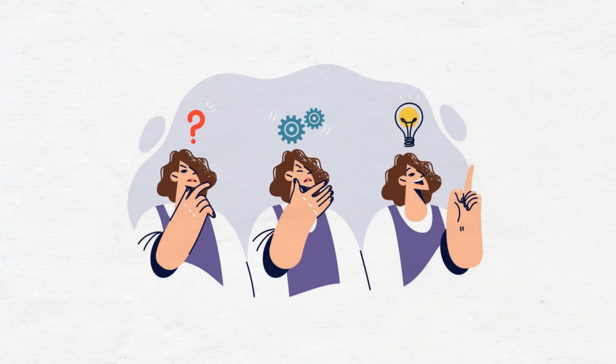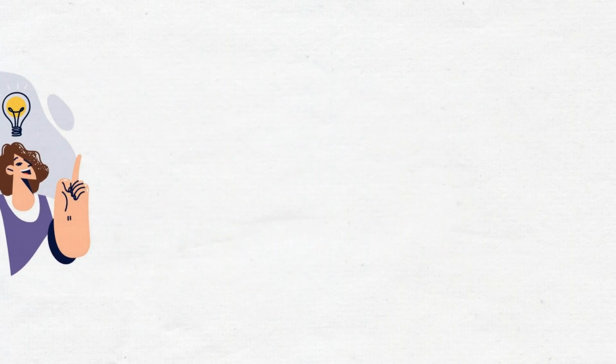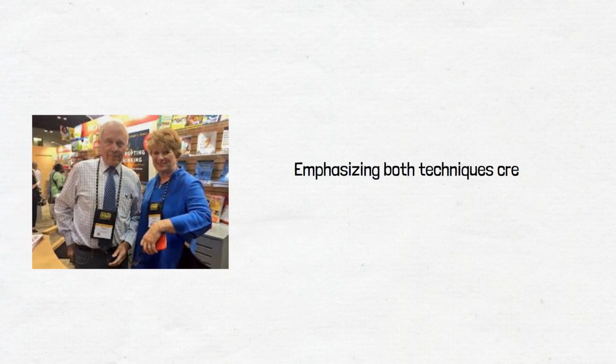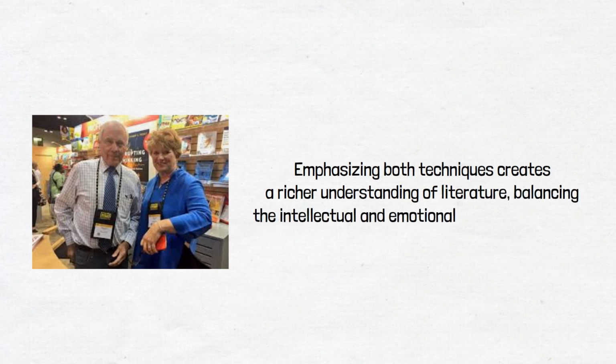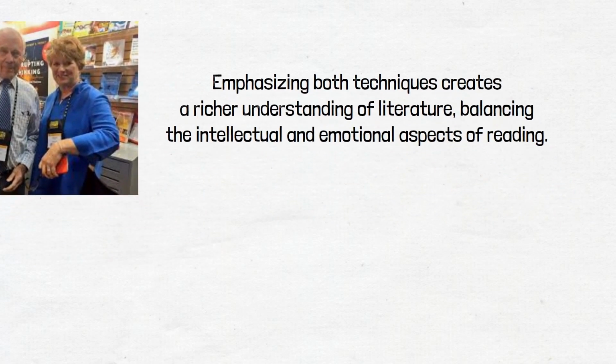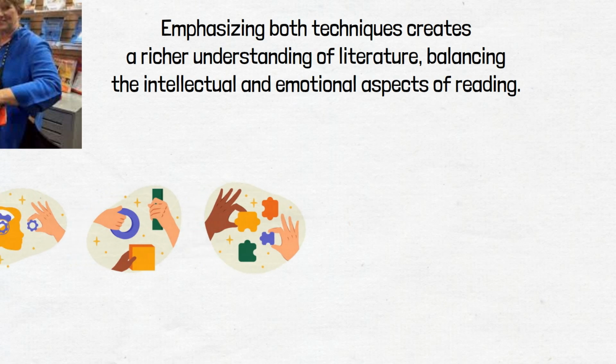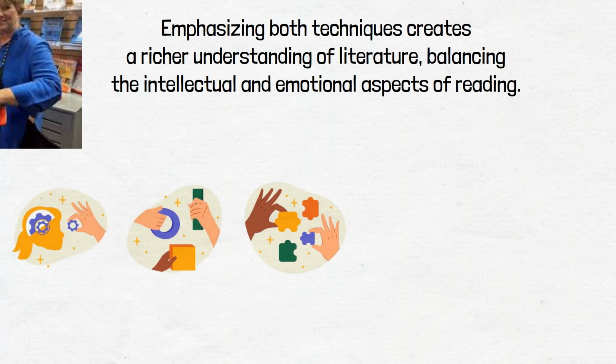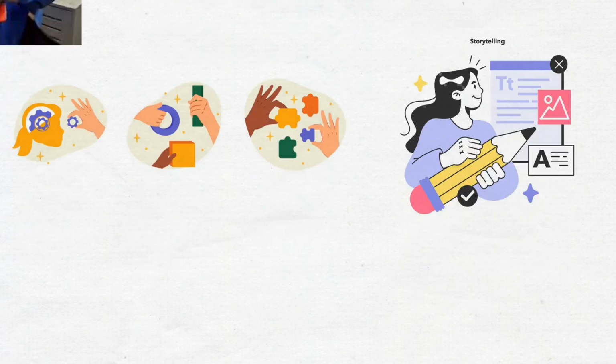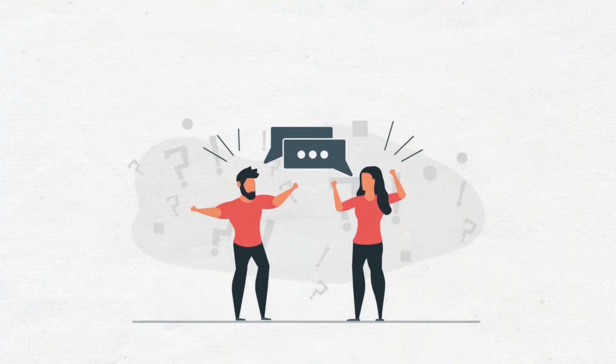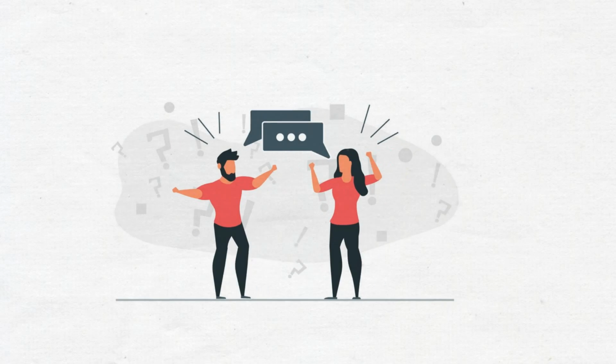This dual approach ensures that students analyze a text's structure and content while also appreciating its emotional and thematic impact. According to Beers and Probst, emphasizing both techniques creates a richer understanding of literature, balancing the intellectual and emotional aspects of reading. By fostering a deeper connection to the material, students develop critical thinking skills alongside an appreciation for the power of storytelling.